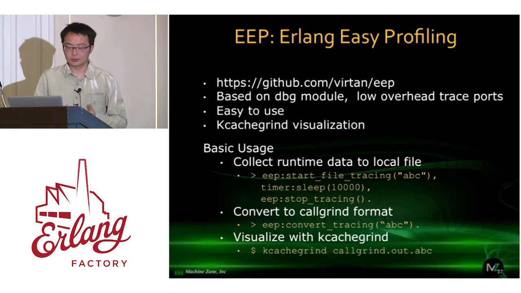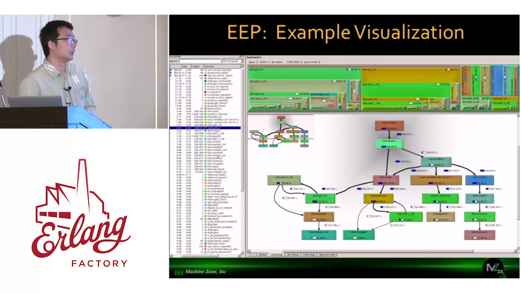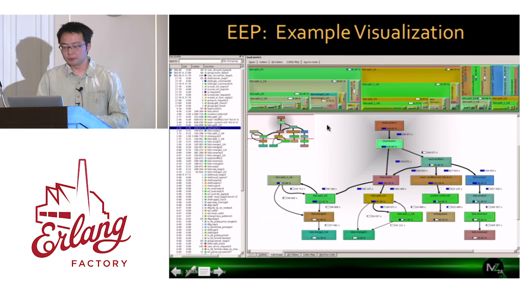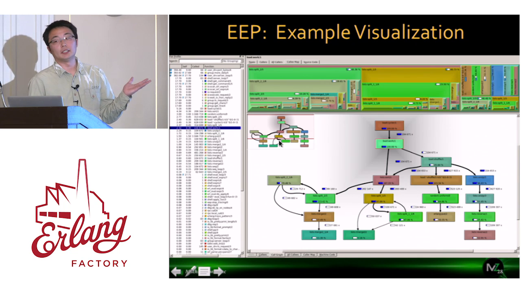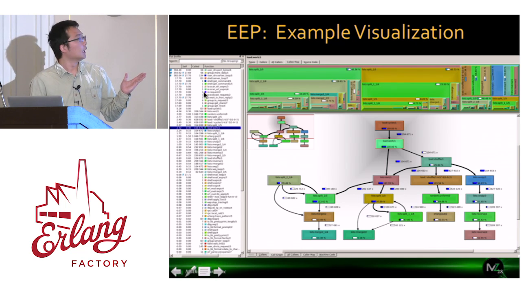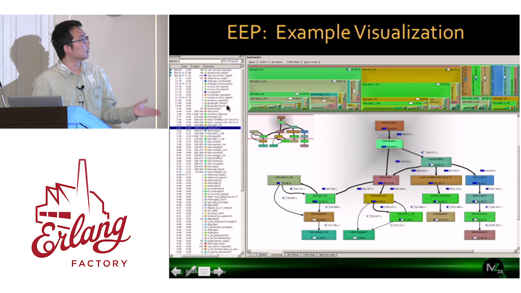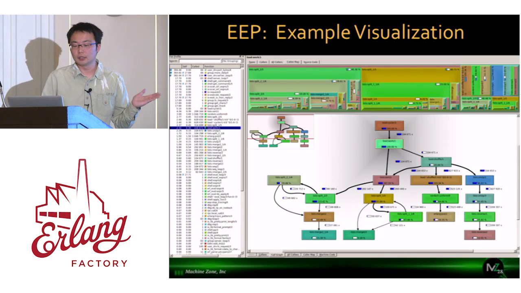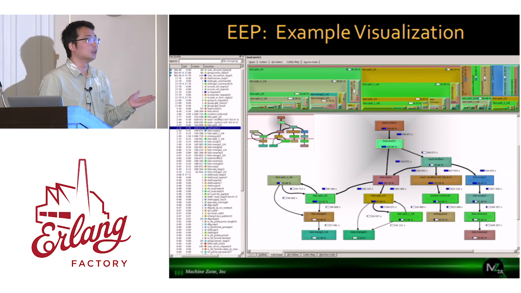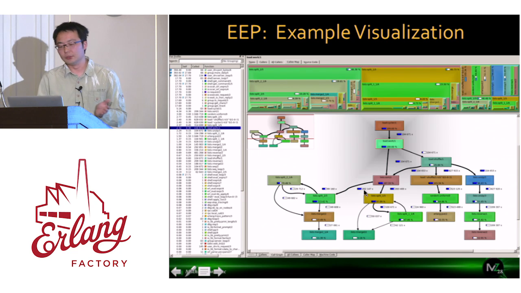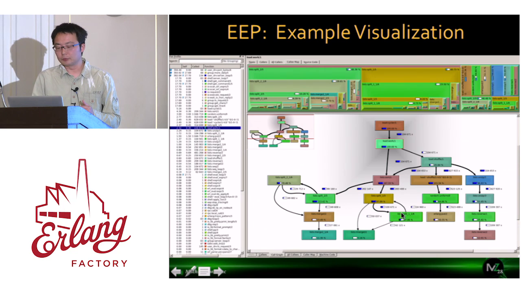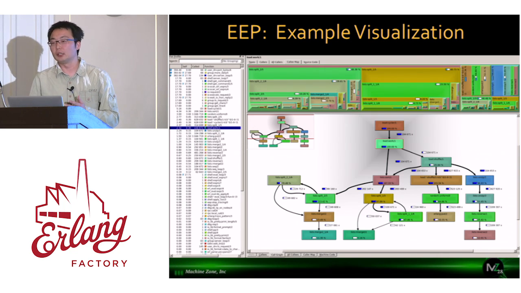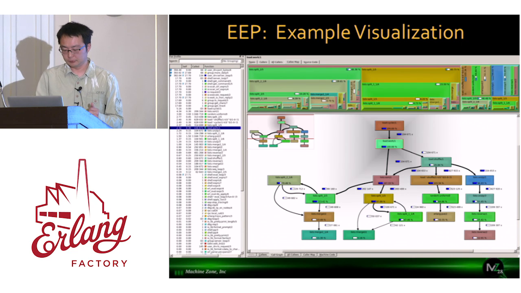The third step is visualization and analysis. Here we have an example. This is a KCachegrind visualization of an Erlang application. As you can see, it gives you a lot of information. It gives you how many times an Erlang function is called, and how much self-time it consumes. It also gives you the call stack for you to trace who is calling this repeatedly. What we basically do is look at this graph and figure out how to improve the system.